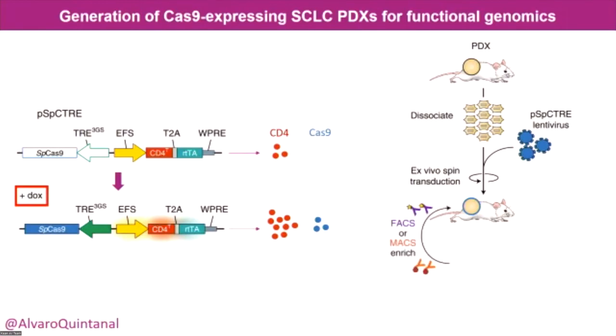Then when those tumors that have been transduced, that have been infected with the virus, grow, we can collect them again, dissociate them again, and we can select for those cells that have the construct with the CD4 selection marker. And we can do that by flow cytometry or by magnetic bead separation. And then those tumors or those cells can be cryopreserved and revived or can be used to run functional genomics.